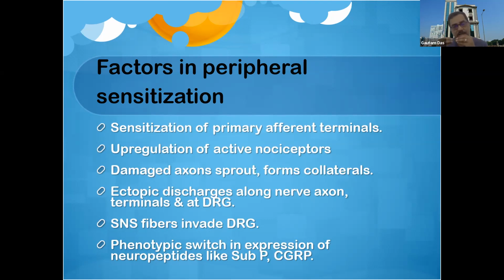Now, when they are regenerating, it is possible that the regeneration is not perfect. Suppose on the periphery, A beta fibers carry touch; after the damage, they should again go through the A beta fibers only. But it has been seen that there is crosstalk, because the axon sprouts and forms a collateral, and makes connections with the other kinds of fibers. That means A beta fibers make connections with A delta fibers. So what will happen? With touch, the touch is converted into pain, the allodynia mechanism. This is very important because of the damage.